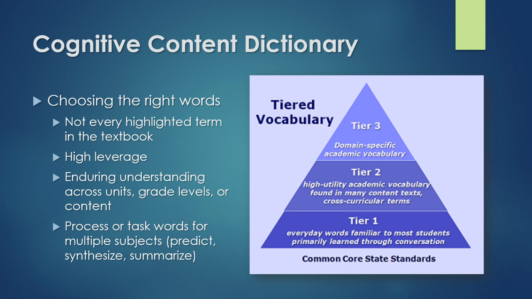Of course, you'll teach the terms necessary to comprehend each lesson. However, only words that are high leverage and contain enduring understanding across multiple units, grades, or contents are the best fit for the CCD chart. Tier 2 words that are process or task words are perfect for the CCD because students will be exposed to these words in multiple subject areas, improving their ability to generalize the meaning in various settings and applications.